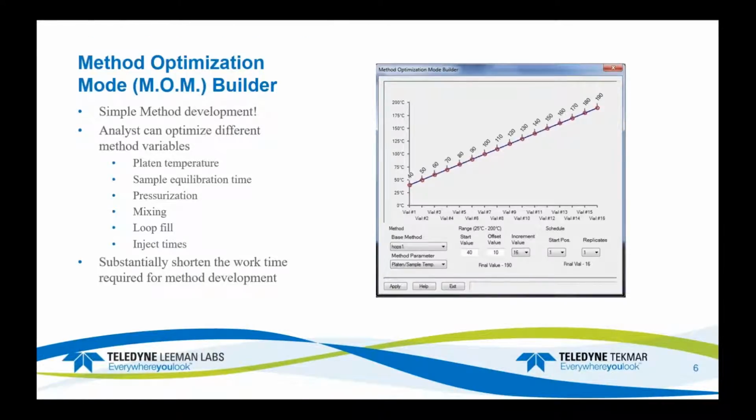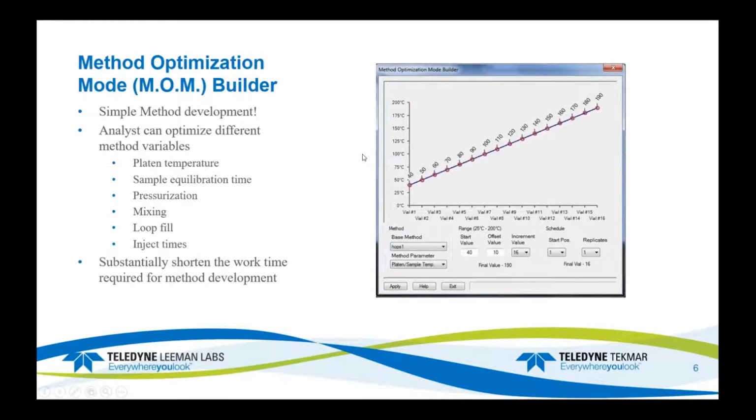So what we used here was a method optimization mode to find the best conditions for this analysis. What the method optimization mode does is it lets you vary any of the variables within the method to get the optimum performance. This screen that you see here is our temperature study. So we started at 40 degrees and then we went up 10 degrees up to a final value of 190 degrees.